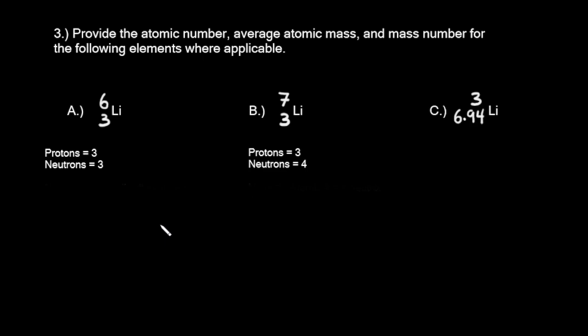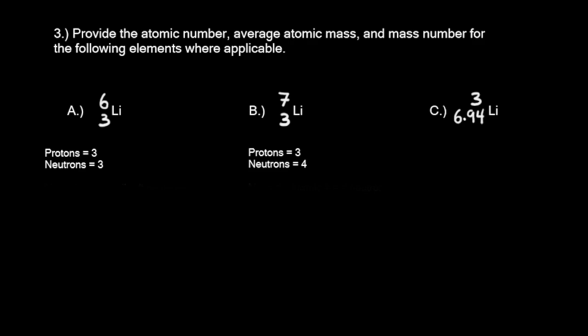And on this slide, I have listed the number of protons and neutrons for the two isotopes of lithium. So in option A, lithium 6 has 3 protons and 3 neutrons. In option B, lithium 7 has 3 protons and 4 neutrons. Now here's a question for you. From options A and B, which one would you say is more abundant? Is lithium 6 more abundant or is lithium 7 more abundant?